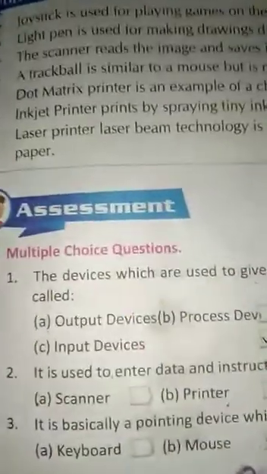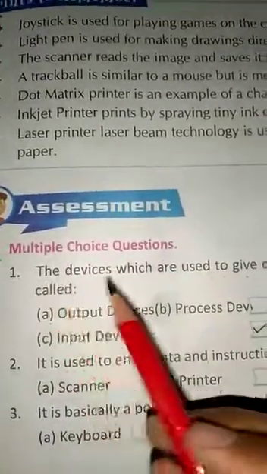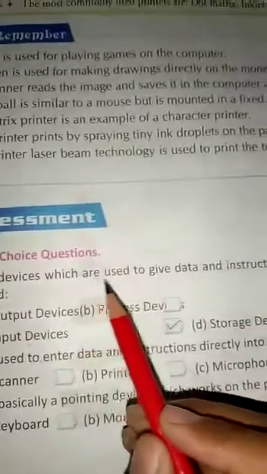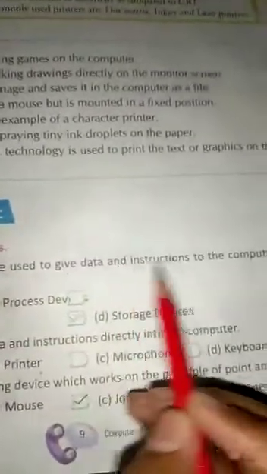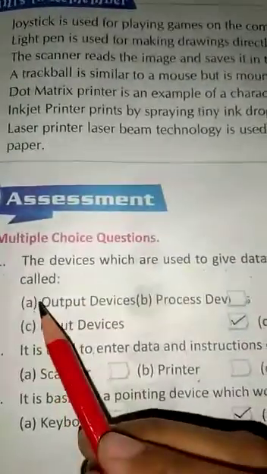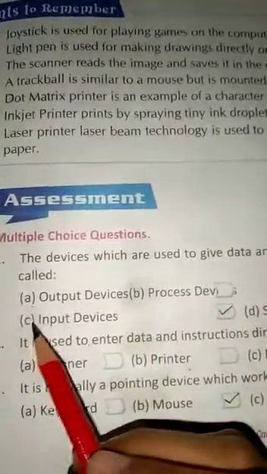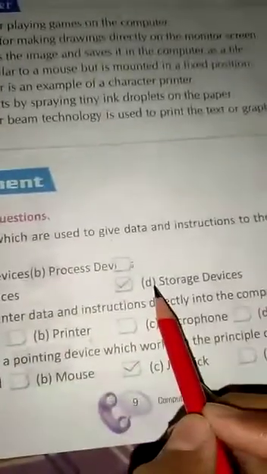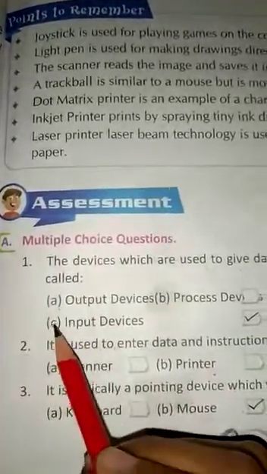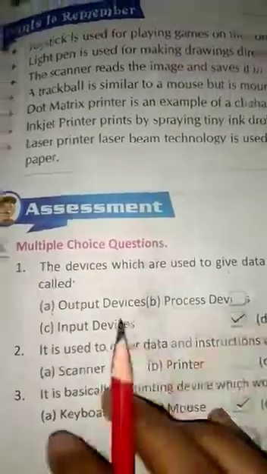Multiple choice questions. 1. The devices which are used to give data and interaction to the computer are called: A. Output devices, B. Processes devices, C. Input devices, D. Storage devices. This answer is C. Input devices.